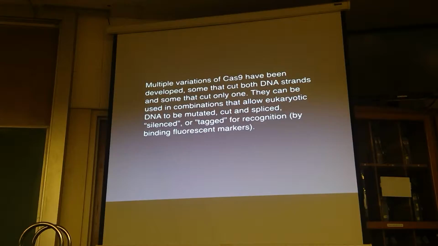Not too surprisingly, when people find out about something, they start playing about with it. So there's a lot of different variations of Cas9. Some cut both strands of the DNA, some only cut one strand. A lot of times if a mutation is recognized and it's only on one strand, if that piece of DNA is cut out, the cell will automatically replace it with the right DNA using the complementary strand.